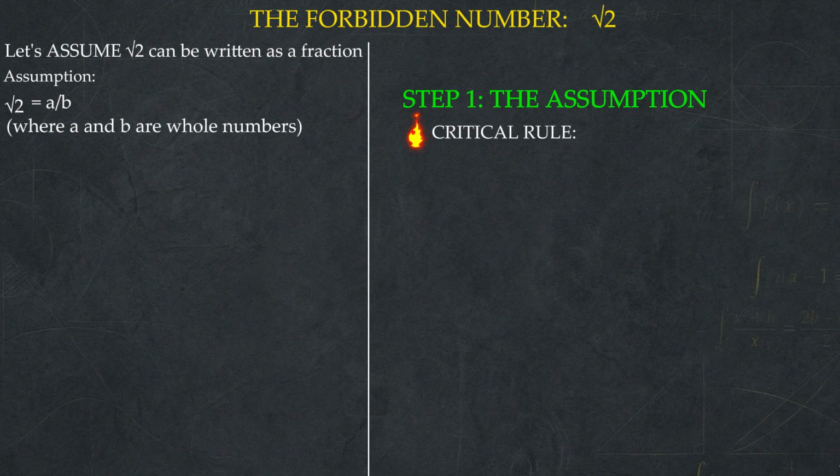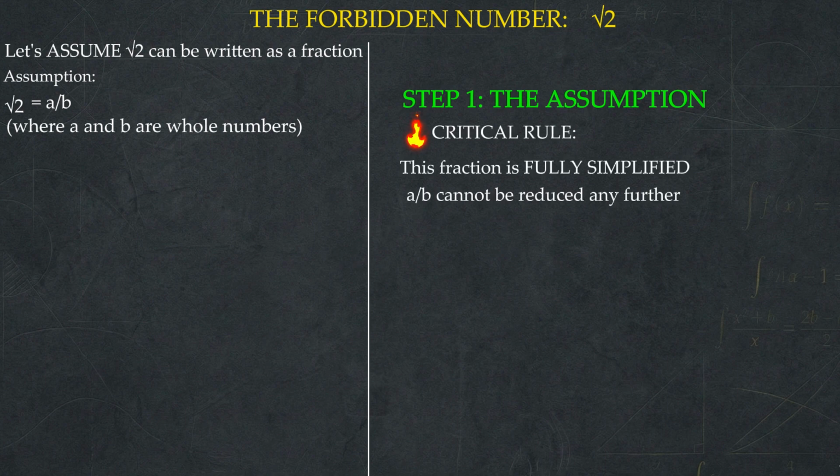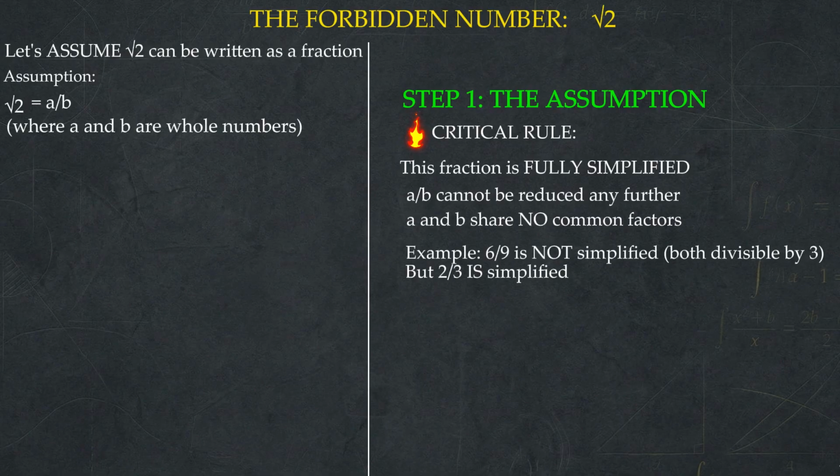Now, this is the most important rule. We assume this fraction is fully simplified, meaning a and b share no common factors. We have already divided them down as far as they can go. They cannot be reduced any further. Remember this rule, it's the key to everything.